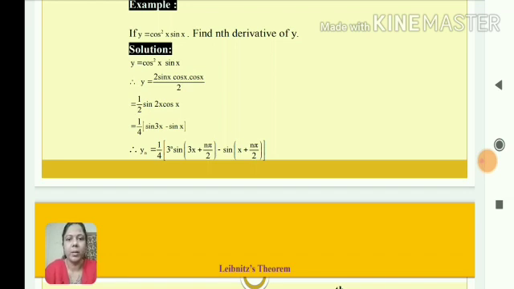And we have the formula for sin (ax plus b): the nth derivative is a raised to n sin (ax plus b plus n pi by 2). So the answer is 1 by 4 times (3 raised to n sin (3x plus n pi by 2) plus sin (x plus n pi by 2)).